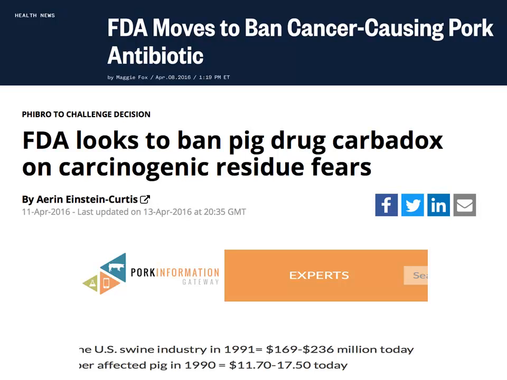But FDA is moving towards banning carbadox because of carcinogenic residues. The EU, European Union, has already banned it. It can't be used over there for animal treatment. Canada has already banned it. We can't use it either. So my prediction is that FDA will eventually reach the same level that these other countries have, and carbadox will no longer be available for veterinary use, especially with pigs.